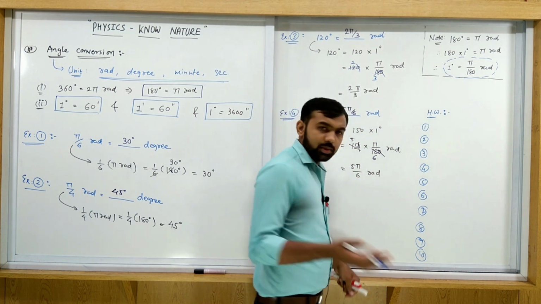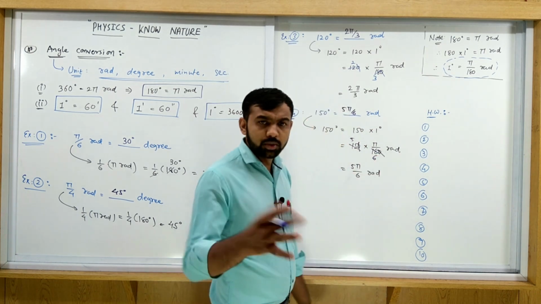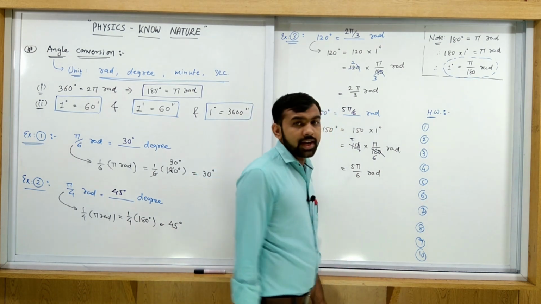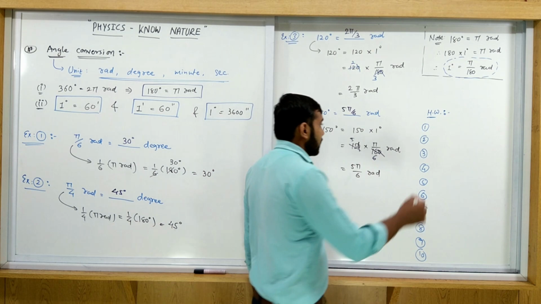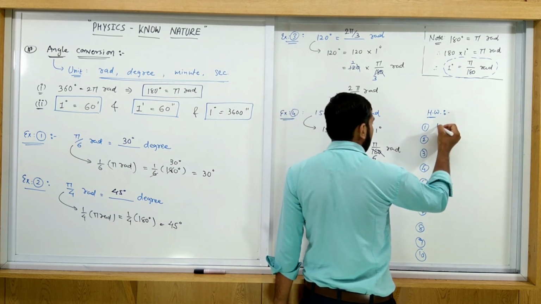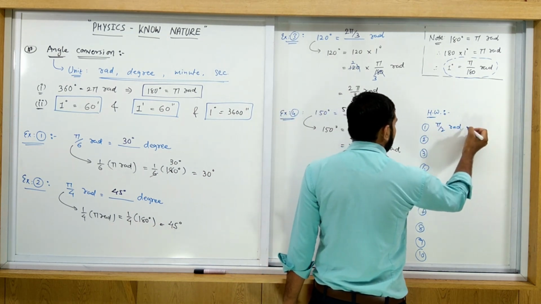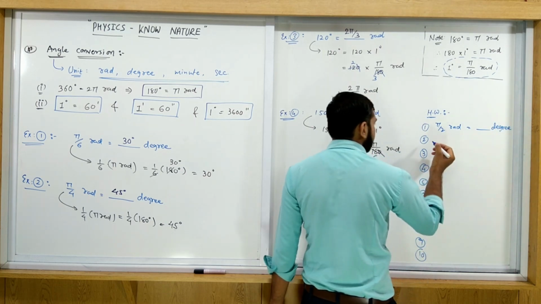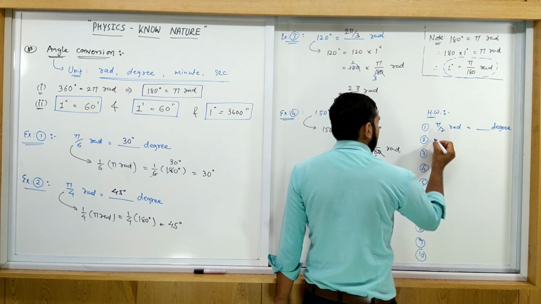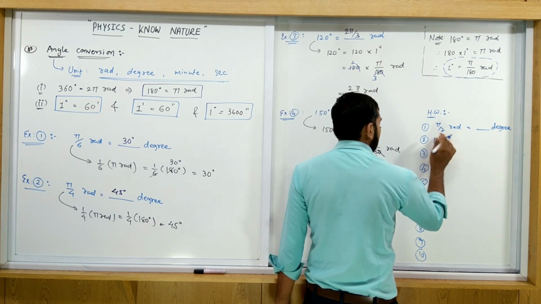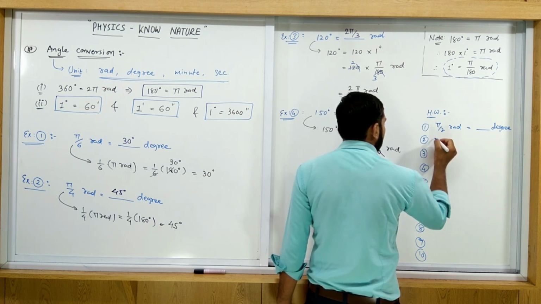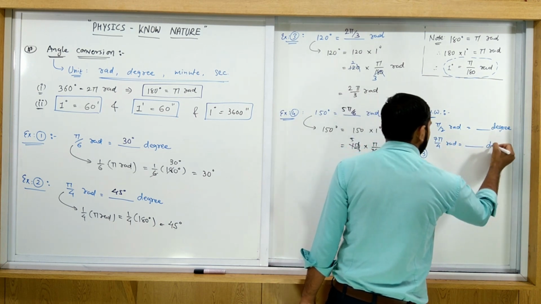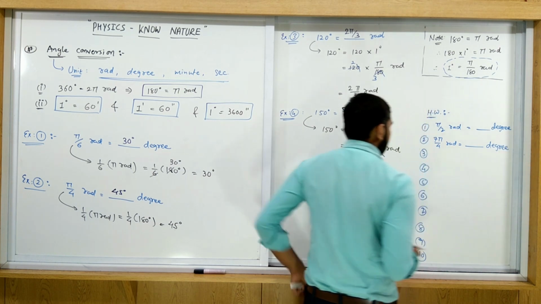Let's write some examples, suppose we have 10 examples, you just try to solve this whole set by yourself, okay? And if you have any doubt, then ask me later on. Let's see. Pi by 2 radian is equal to blank degree. Seven pi by 4 radian is equal to blank degree.